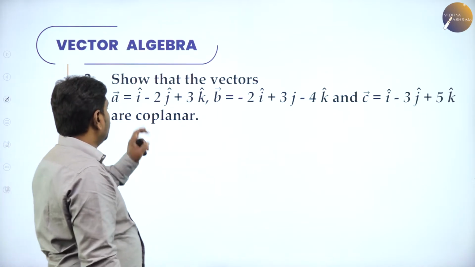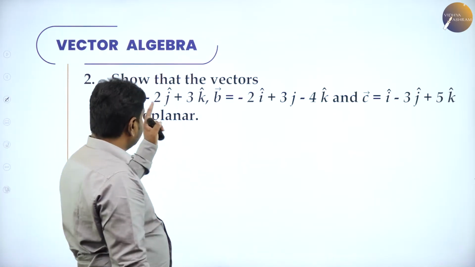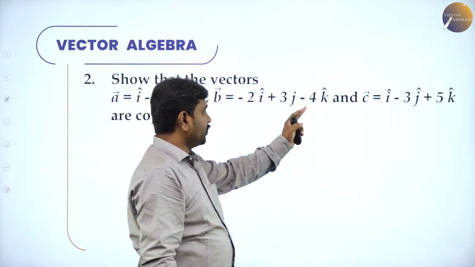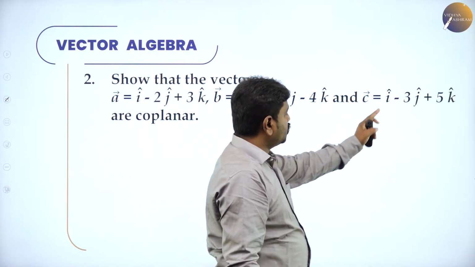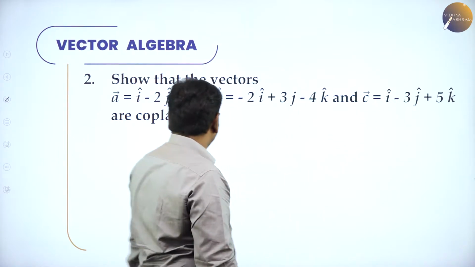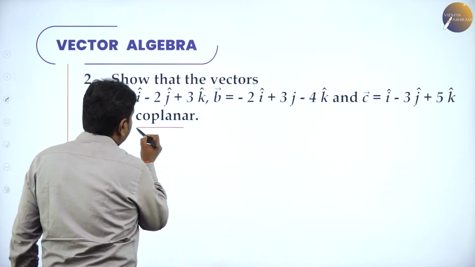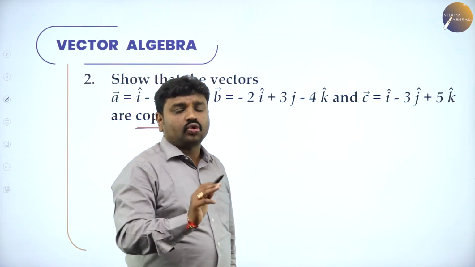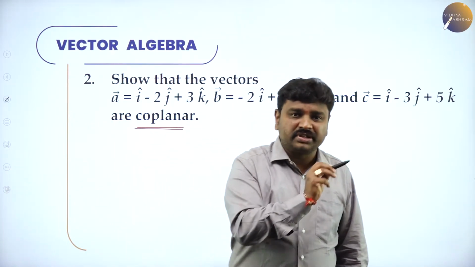Show that the vectors A = i cap minus 2j cap plus 3k cap, B = minus 2i cap plus 3j cap minus 4k cap, and C = i cap minus 3j cap plus 5k cap are coplanar. So dear students, if three vectors are coplanar, then their box product has to be 0.